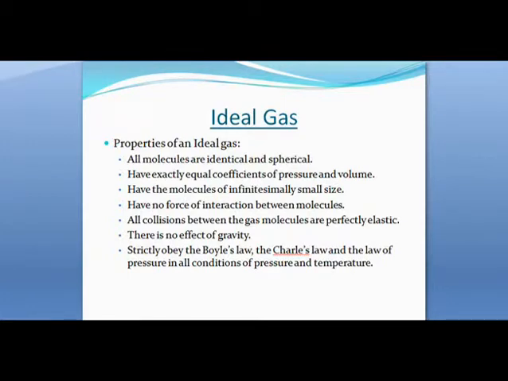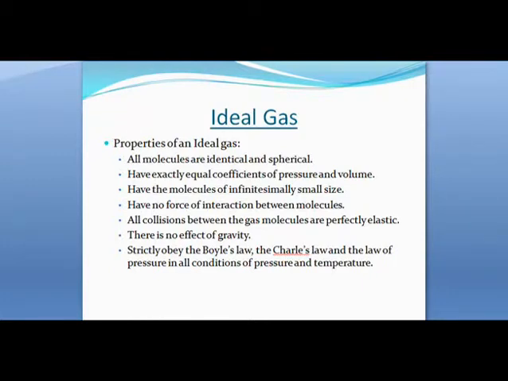These molecules have exactly equal coefficient of pressure and volume. The size of these molecules is very small. There is no force of interaction between these molecules. All the collisions between different gas molecules are perfectly elastic in nature.